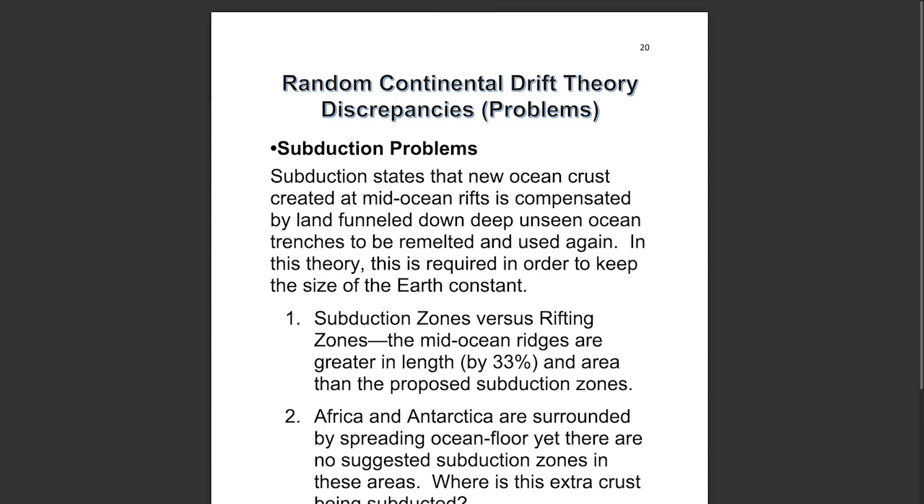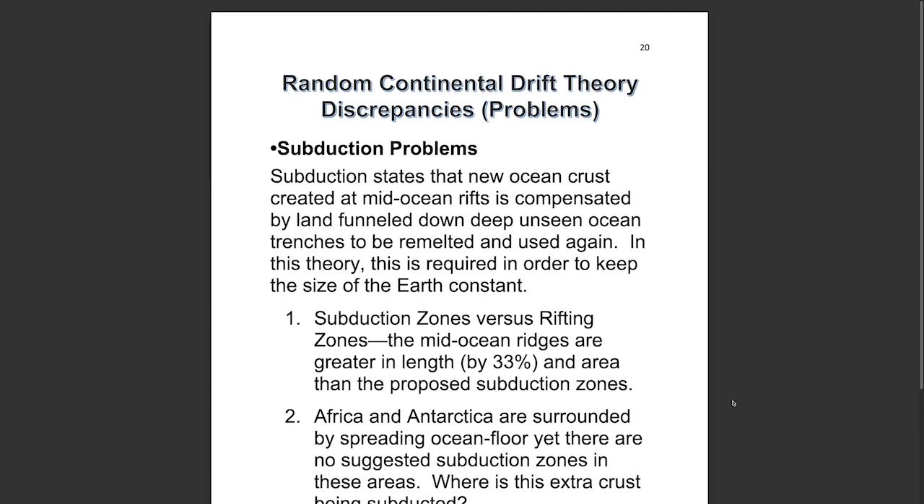So what subduction is, it states that the ocean crust that's created at the mid-ocean rifts, as through all of the oceans, you have mid-ocean ridges in the Atlantic, the Pacific, the Indian, et cetera, and you'll see it on maps later, is compensated by land that's funneled down deep, unseen ocean trenches to be remelted and used again. And this theory is required in order to keep the size of the Earth constant.